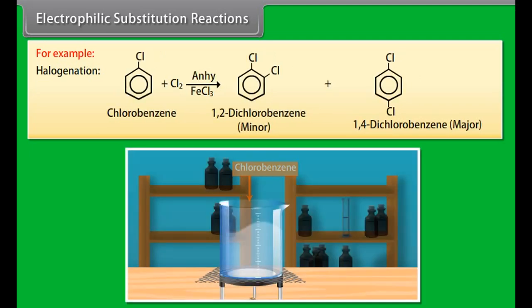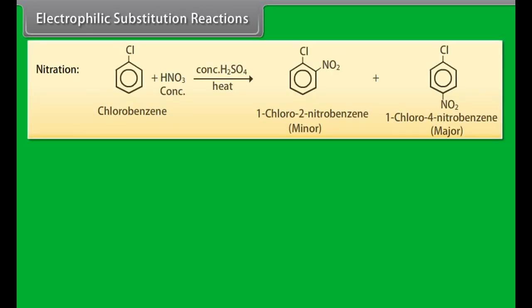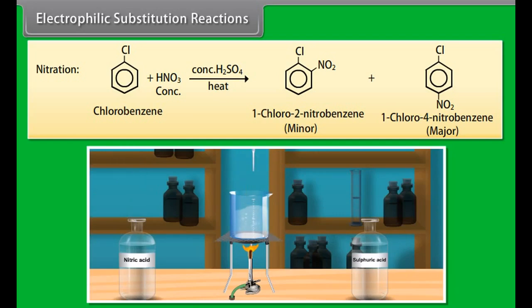halogenation. When chlorobenzene solution is mixed with chlorine and then we add ferric chloride, it reacts to give 1,2-dichlorobenzene, which is a minor product, and 1,4-dichlorobenzene, which is a major product. Nitration. When chlorobenzene solution is mixed with nitric acid and then we add concentrated sulfuric acid, it reacts to give 1-chloro-2-nitrobenzene, which is a minor product, and 1-chloro-4-nitrobenzene, which is a major product.